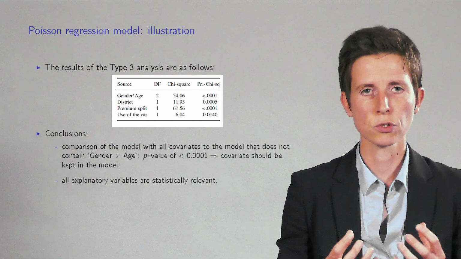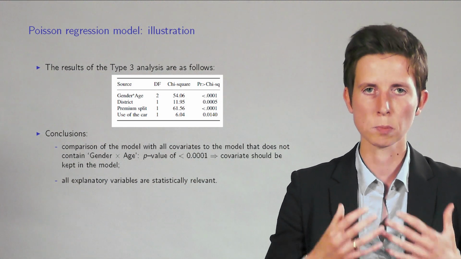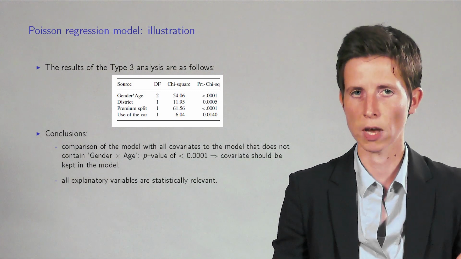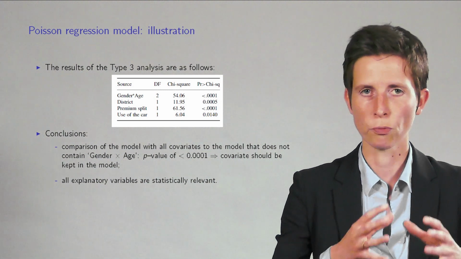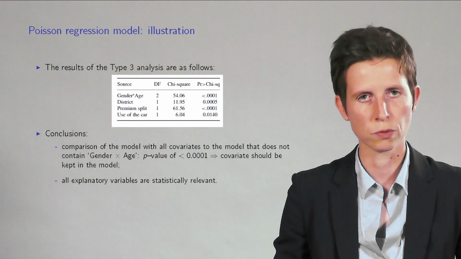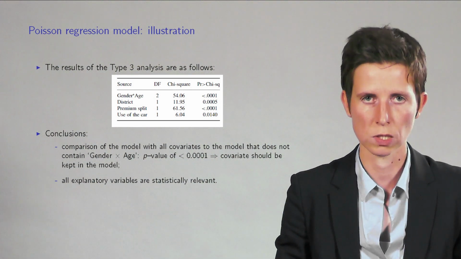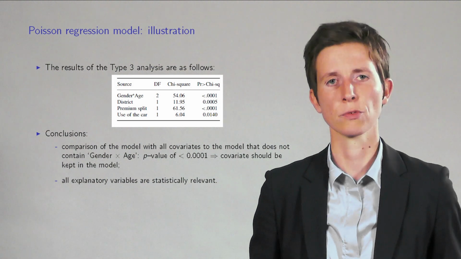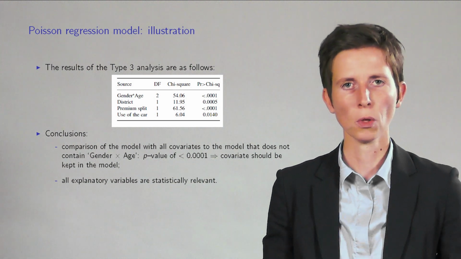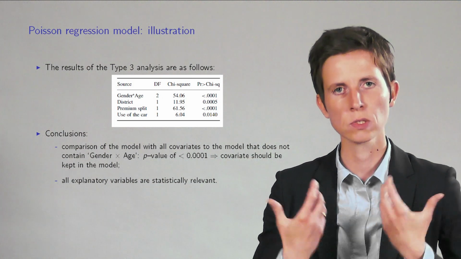Thus, the interaction between gender and age is highly relevant in explaining the expected number of claims. Note that the p-value is calculated as the probability that a chi-square distribution with 7 degrees of freedom takes a value that is larger than 75.16. This probability is, of course, very small. We conclude from the table that all our explanatory variables are statistically relevant and should be kept in the regression model.